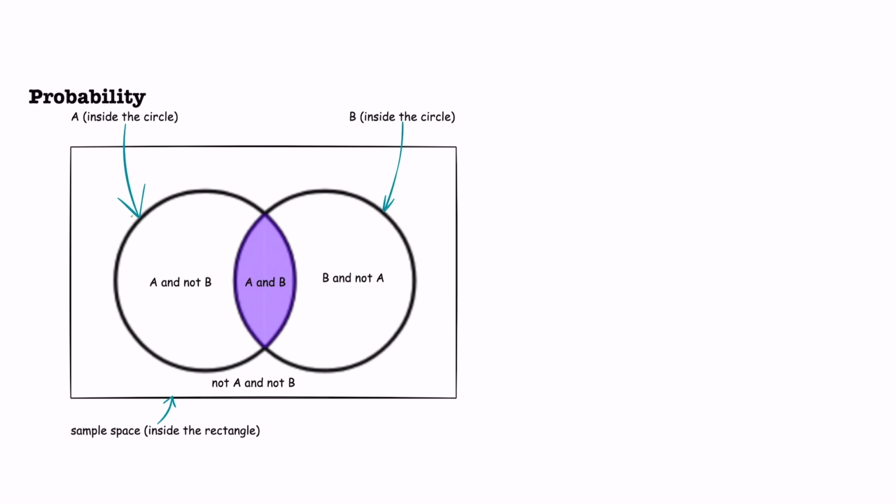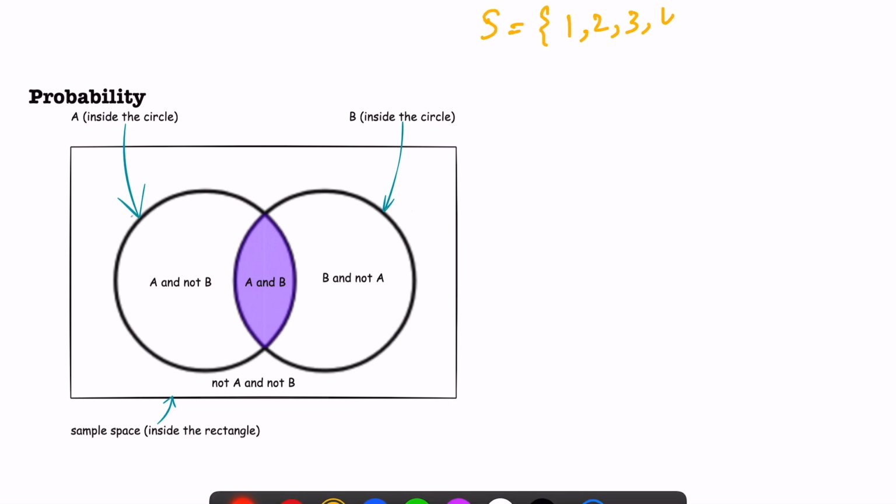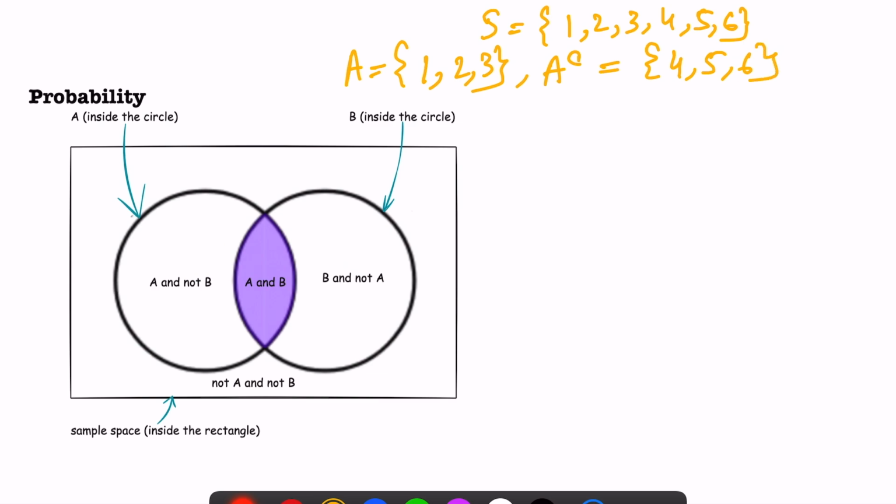Next is how we calculate the probability of union, intersection or complement. So we'll see with one example. Let's say this is the sample space. The event A is 1, 2, 3, and in that case the complement of A will be 4, 5 and 6, right? So what's the probability of A? It's 3 out of 6, right? That is half, that is 0.5.